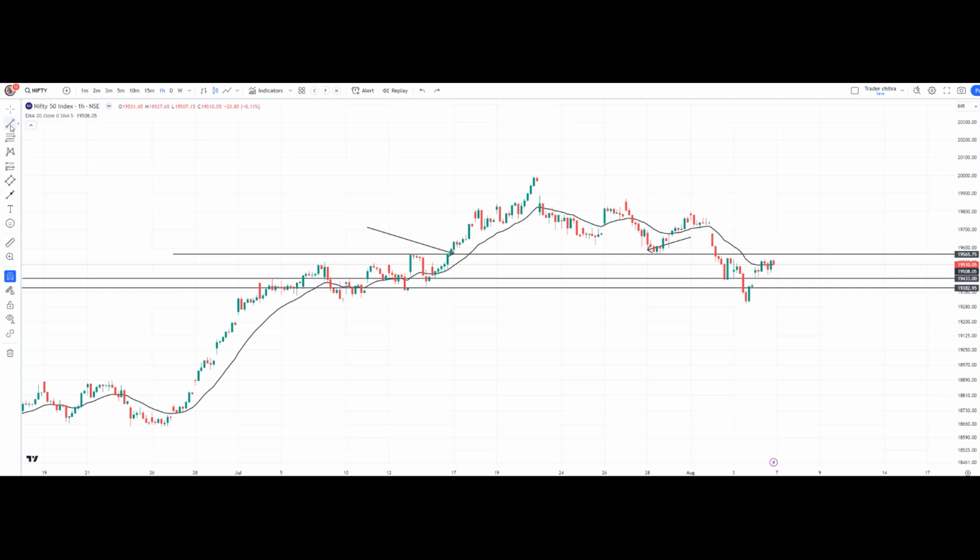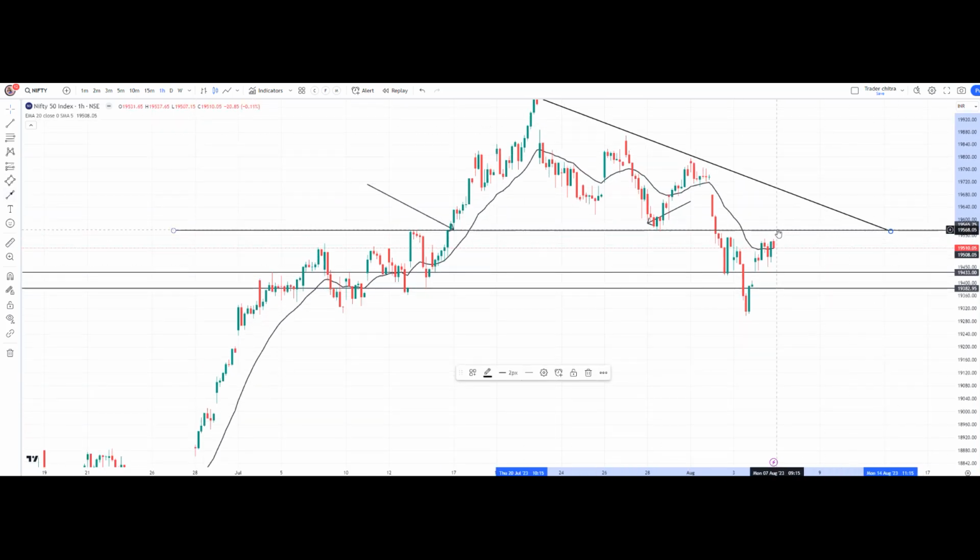This is the 1 hour time frame chart of Nifty. So what we are going to do is draw the trend line from the high to low. We can see that the high we have drawn in the daily time frame chart, the resistance is 19,565. Here we have drawn, right?